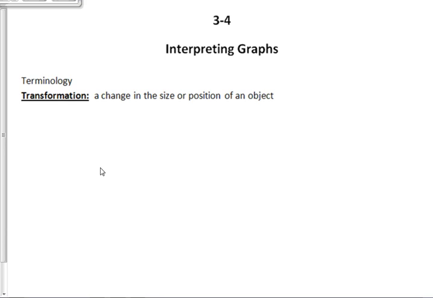Lesson 24, day 1, 3-4, interpreting graphs. We're going to talk about different types of transformations. And transformations are simply changing the size or the position of a graph or an object.